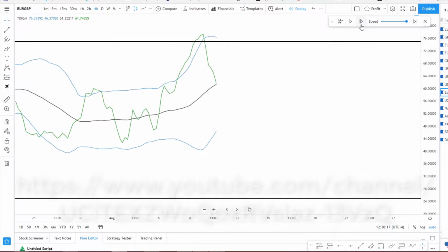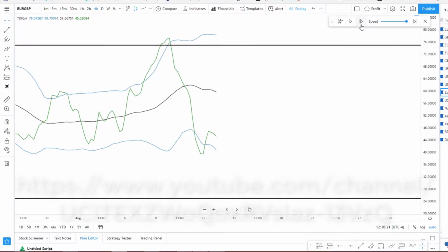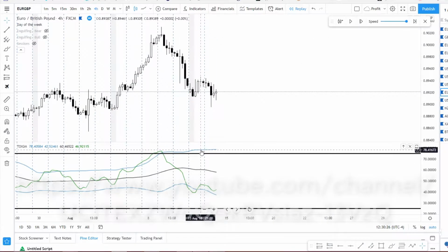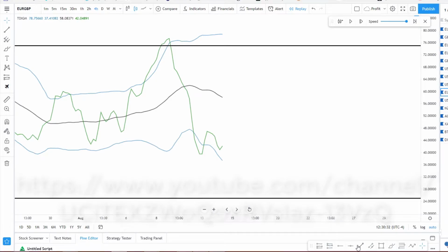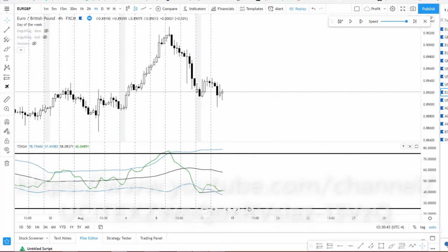And now I want to see. Do we have? Yes, exactly this. So this is now a perfect setup. What can you see? We have a close below the blue line and then a close inside. We also have divergence. Price is making lower lows, but here on the indicator, what do we see? Higher lows. So this is perfect.